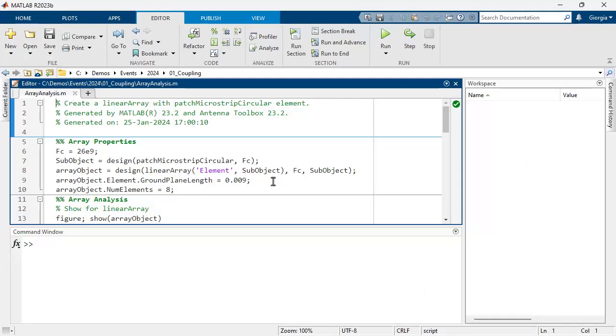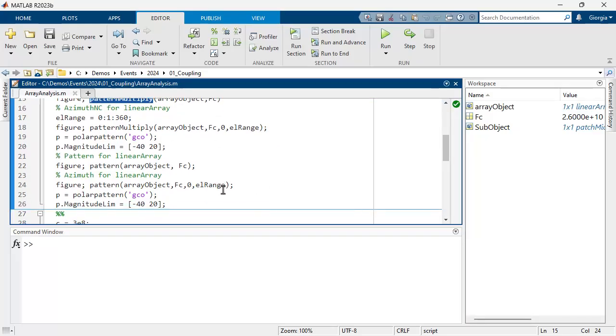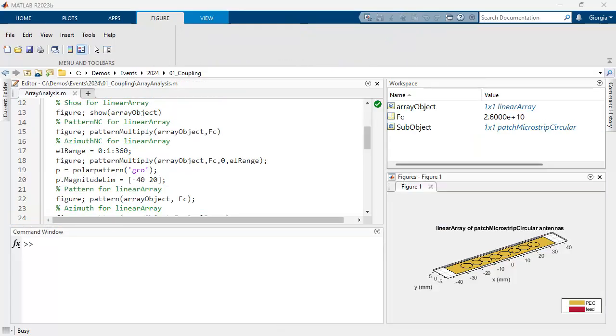So you can see here in MATLAB how we can design our microstrip circular antenna, put it in an array, and reproduce the results that we just computed with the Antenna Designer app. This is just a way to automate the analysis of your system when you want to perform multiple analyses, or, for example, more easily share these results or document these results.